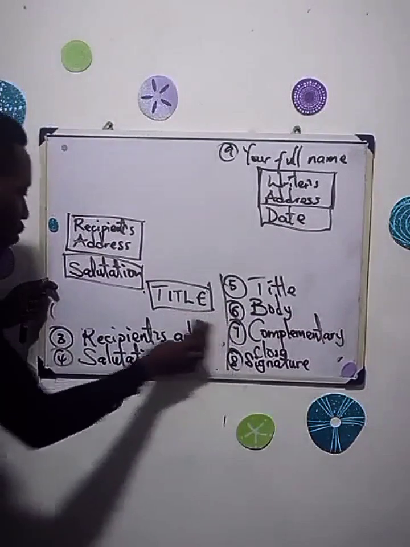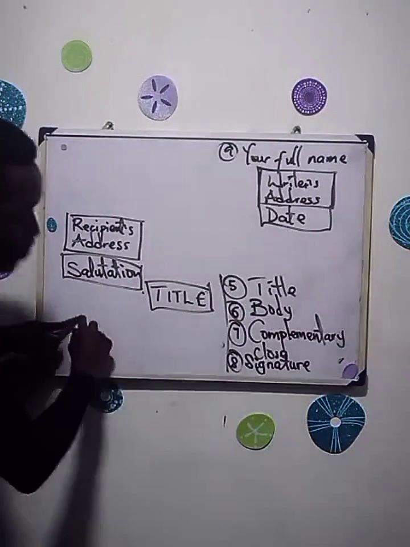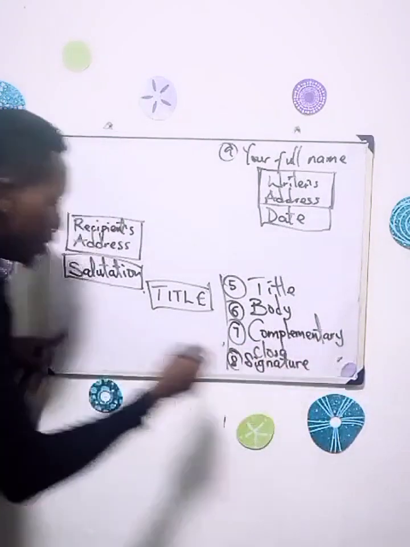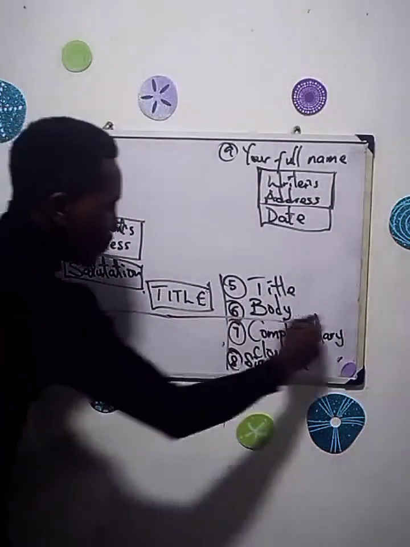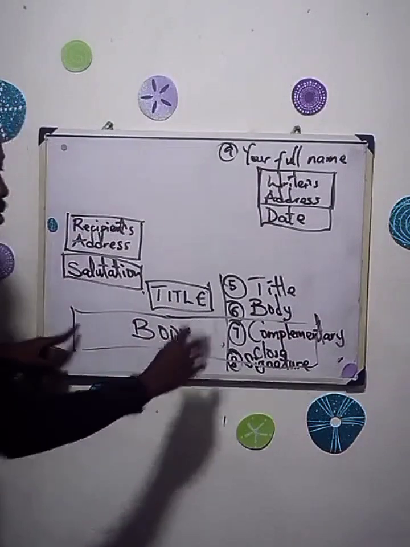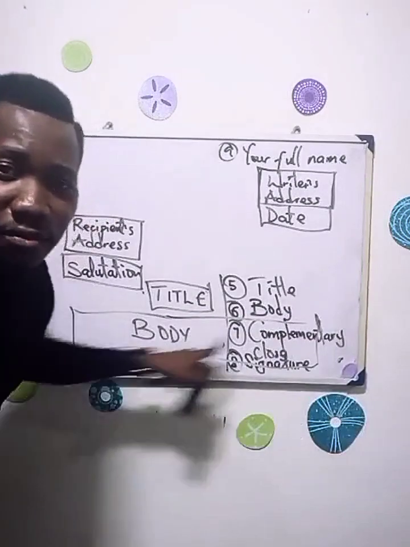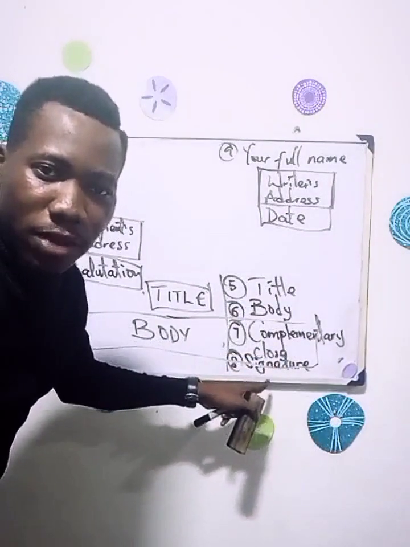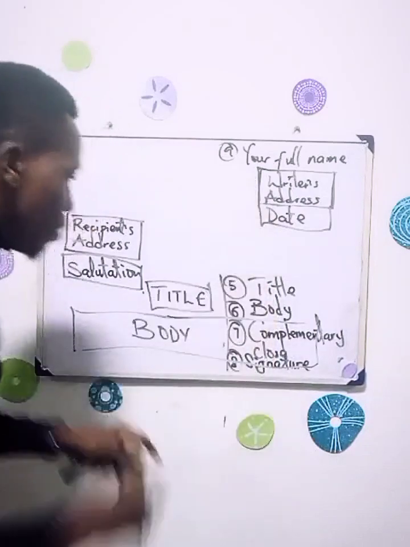The body. So you have the body of the letter. That is the message you want to write. The details of the letter. That's what we call the body of the letter. At the end of the day, when you're done writing, what do you have? You now have the complementary clause, the signature, and your full name.